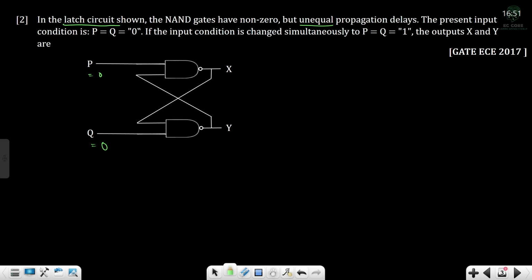So when we observe here, when both inputs are 0 for the NAND SR latch, X is equal to 1 and Y is equal to 1. So for 0 and 0, the outputs will be 1 and 1.